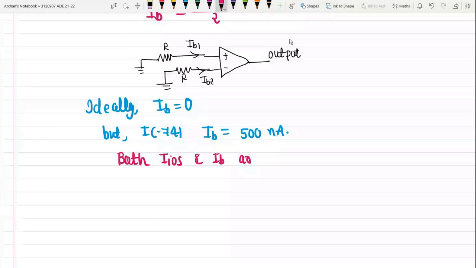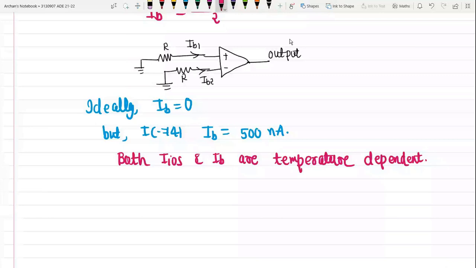They are temperature dependent. Okay, so we may find out the typical as well as maximum values of this offset voltage and currents. They will be available in the data sheet provided by the manufacturer, right? So these are the voltages and currents which are present at the input side of the operational amplifier, right?